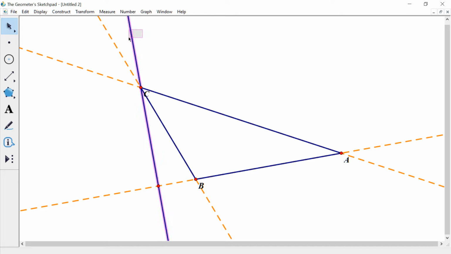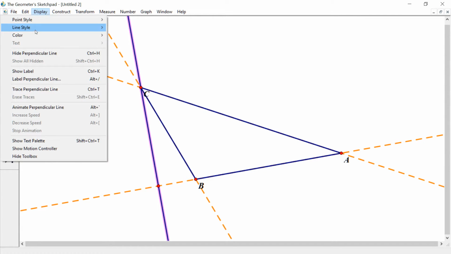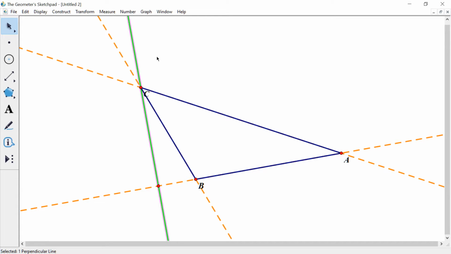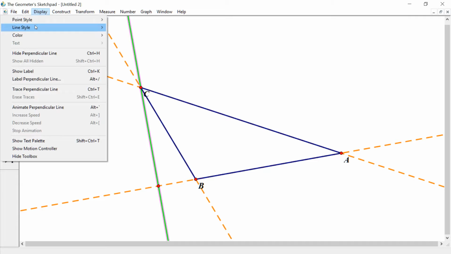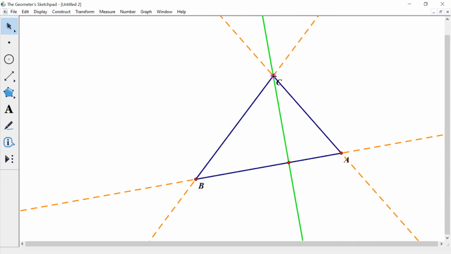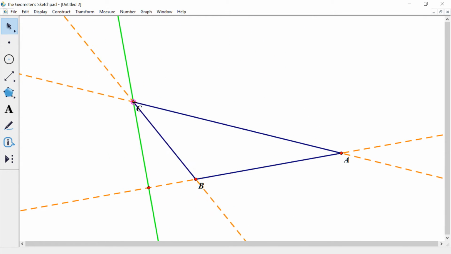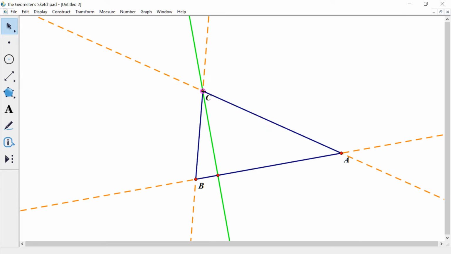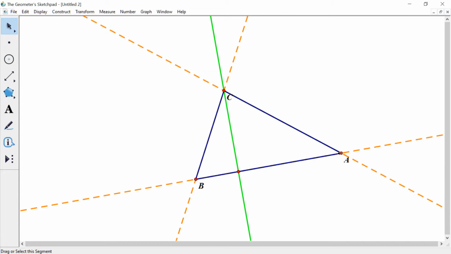Let me change that color. Display. What's a good color? Green. Green. I heard a yay. And line style. Make the triangle fixed. No, it's fine. So guys, here is one of my altitudes. Sometimes it's on the inside. Sometimes it's on the outside. Let's construct the other two altitudes.